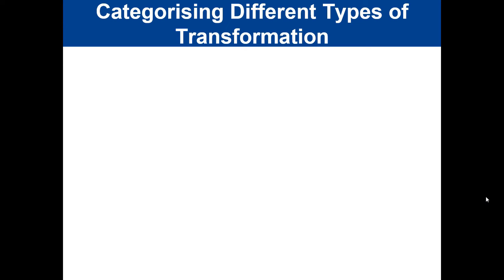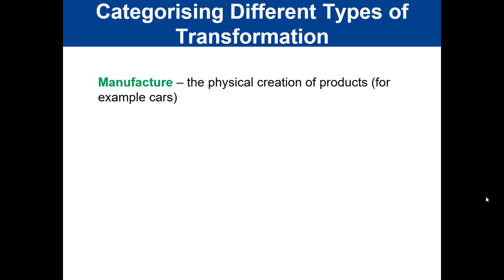So you can characterize different types of transformations. Again, this is just looking at the different types of operations you can have. You can have manufacturing operations. This is the physical creation of products, for example, cars.